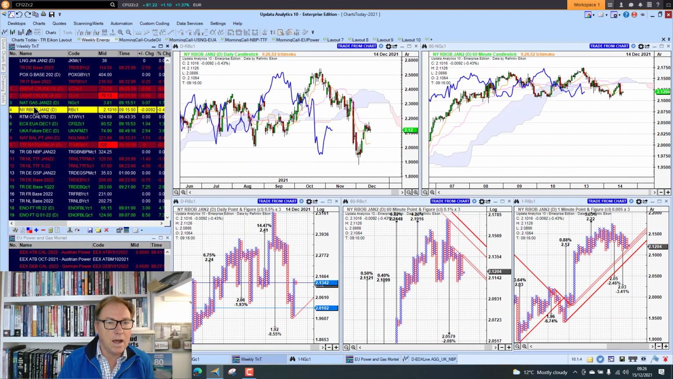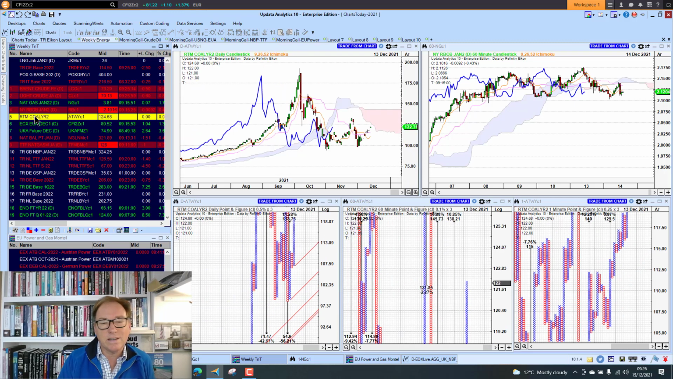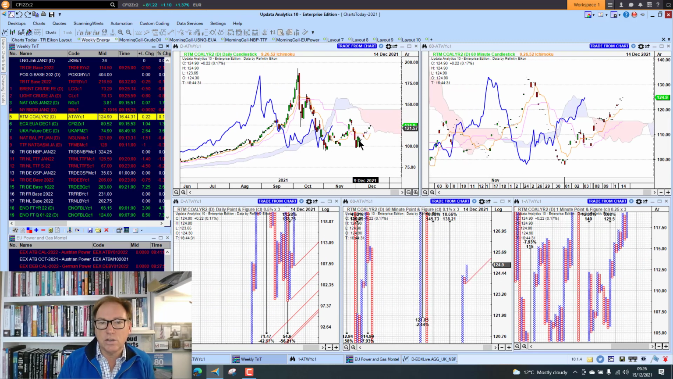Coal is sitting at 124, so really not looking that bad. We've got to really get back above this 134 level set in November to be confident of recovery in the coal price, and of course a move below 100 would be bad. We are just coming out of the cloud, and we do have some upside targets there for coal.